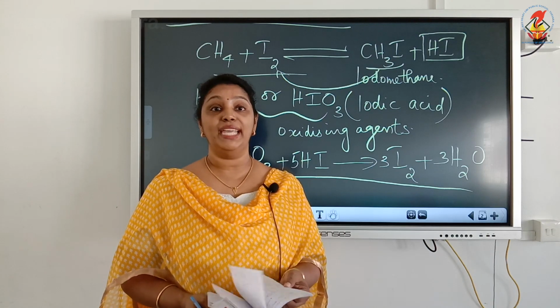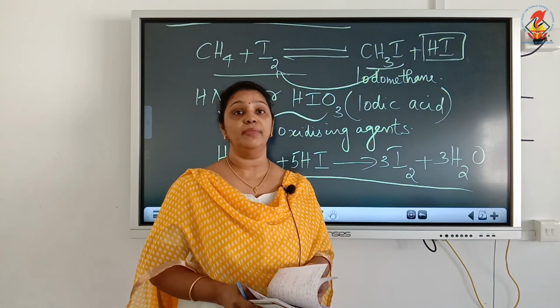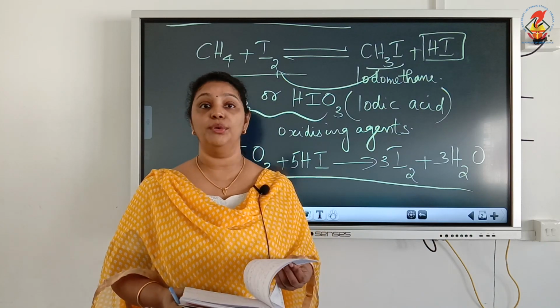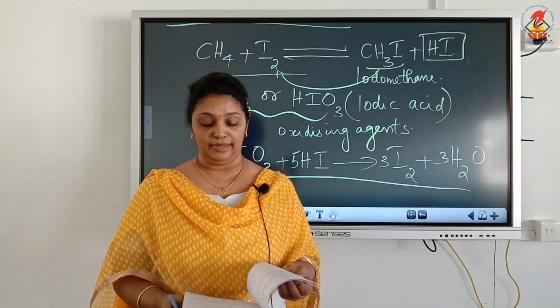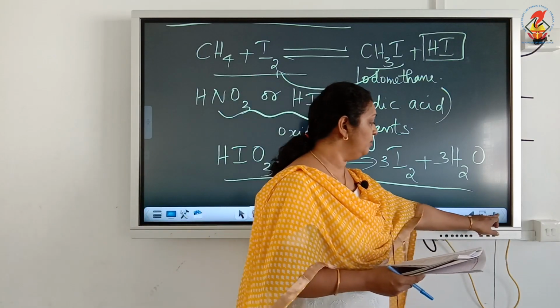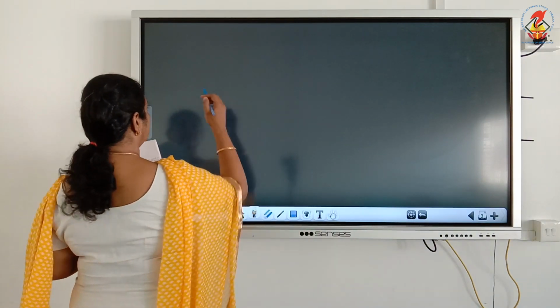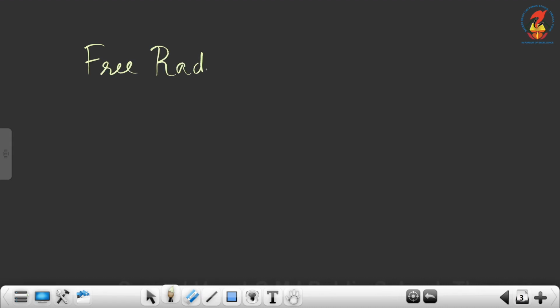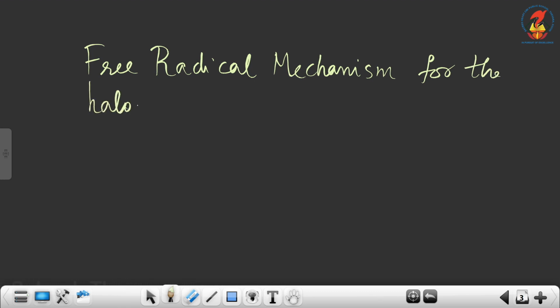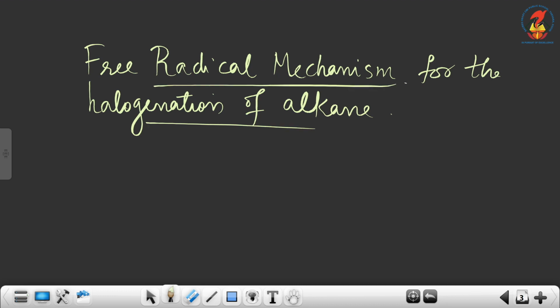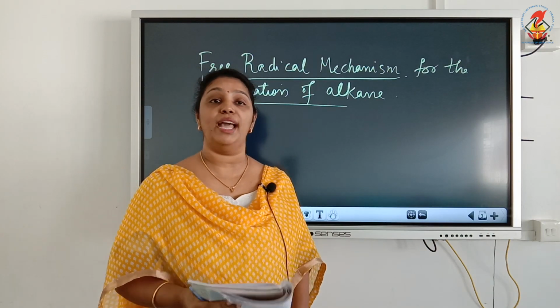Now we have a mechanism to study, that is the mechanism for the halogenation of alkane. We are going to study the mechanism for the chlorination of methane, and this mechanism is a common question that is asked in the question paper. So let's study the mechanism, and that mechanism is called free radical mechanism for the halogenation of alkane. The question asked will be, explain the free radical mechanism for the halogenation of alkane.